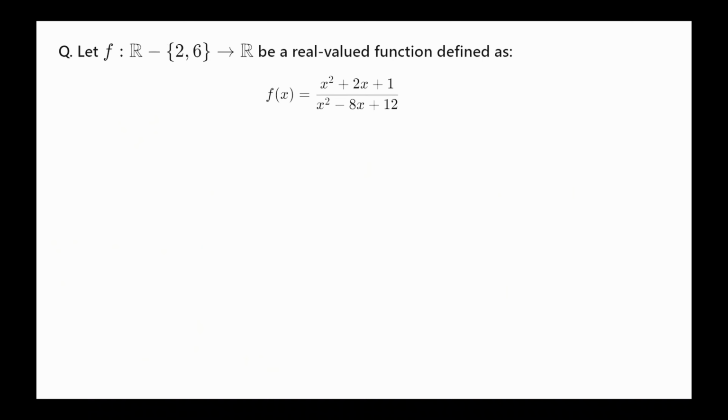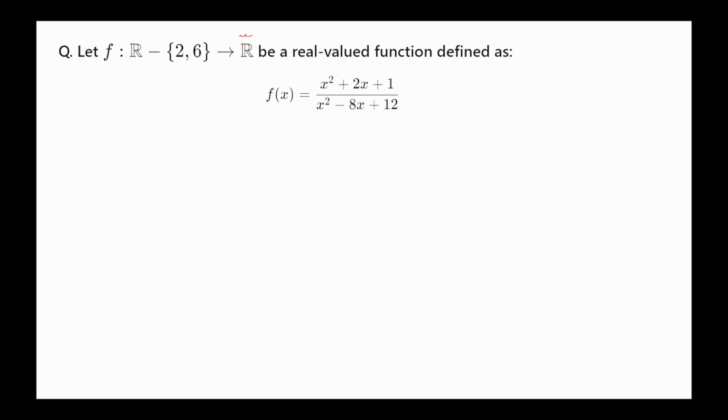So now let's look at this question. What they've given us: let f from R minus {2, 6}. Now this portion here is considered to be my first set A, and this is my codomain. So in my domain, they've told us that 2 and 6 are not included. And I hope you have understood why they have told us.